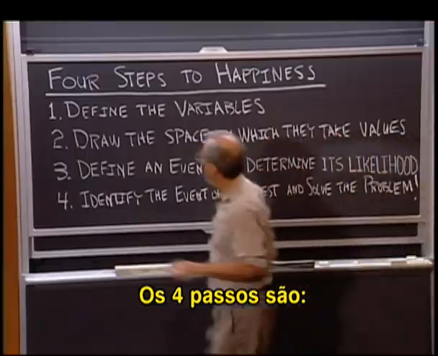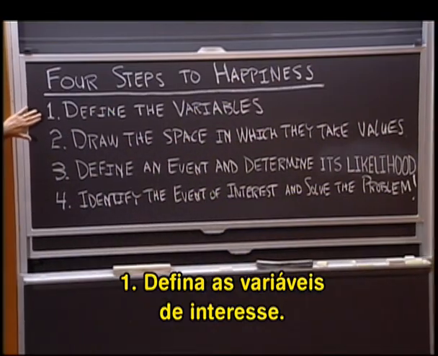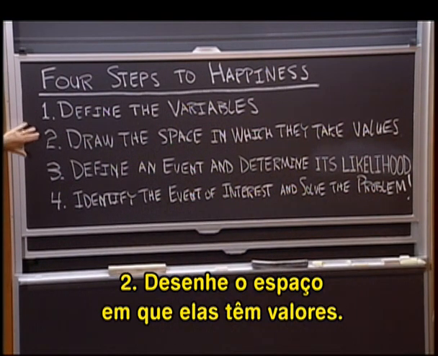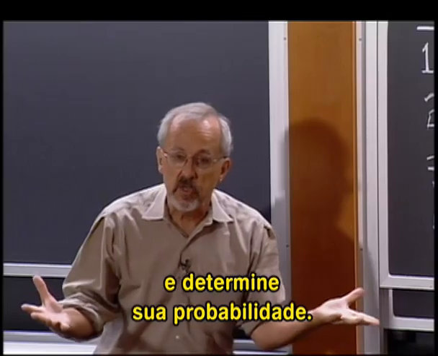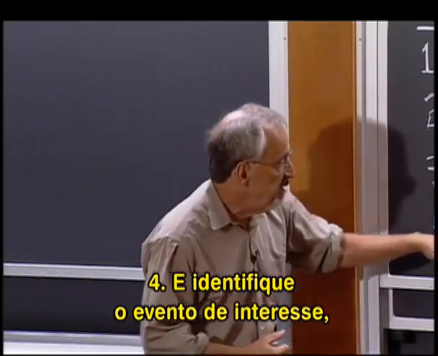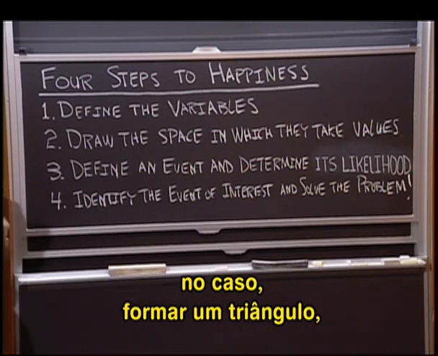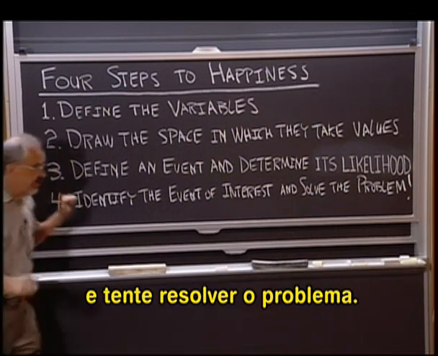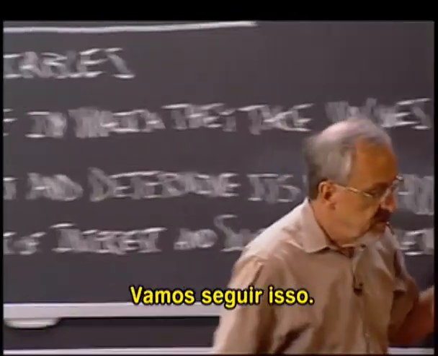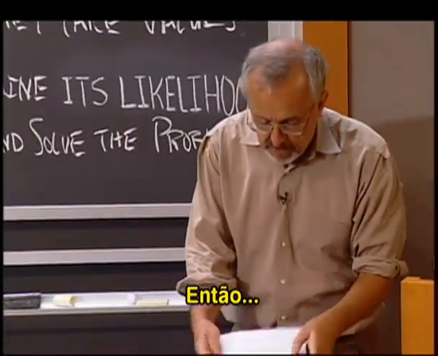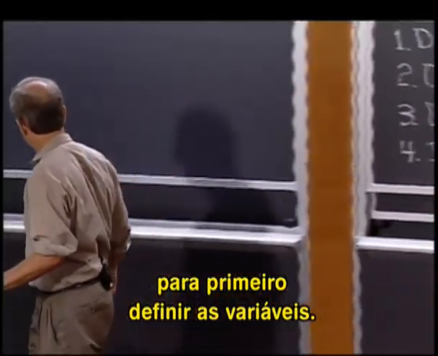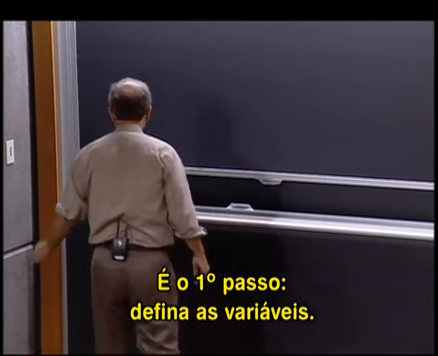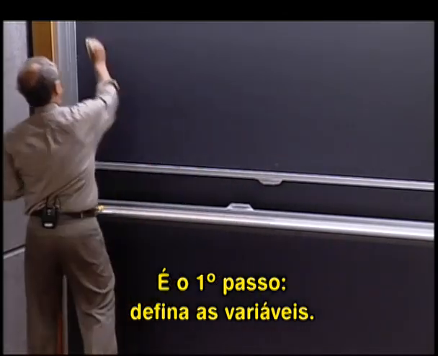So these four steps to happiness are: one, define the variables of interest; two, draw the space in which they take on values; three, define an event in that space and determine its likelihood; and finally, identify the event of interest, in this case, being able to form a triangle, and try to solve the problem. Okay, so let's go with this. So we are going to go over here and define the variables first of all. So let's look at step number one, define the variables.